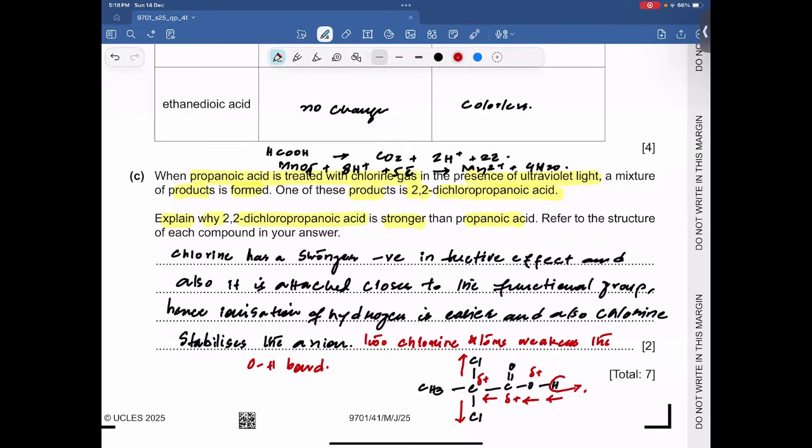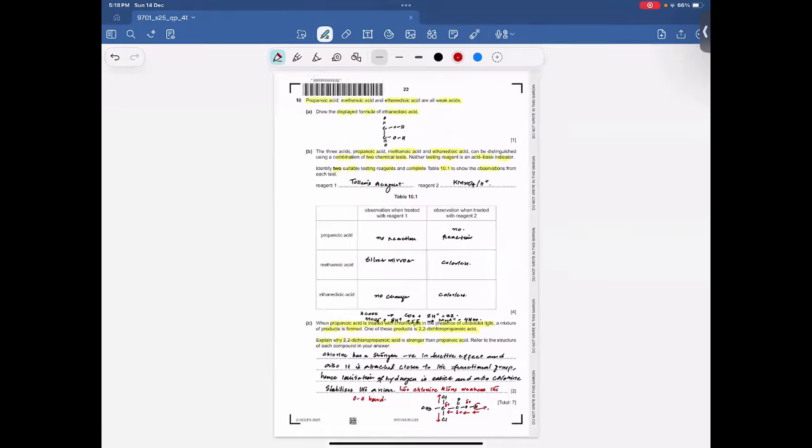Okay, that's the end of this question also. Let's see what we have in the paper. Oh, that's the end of this paper, guys.